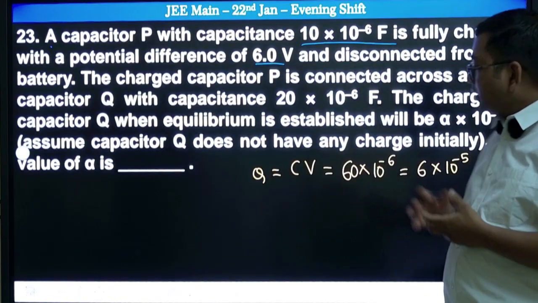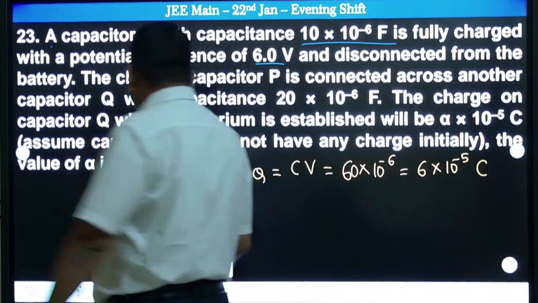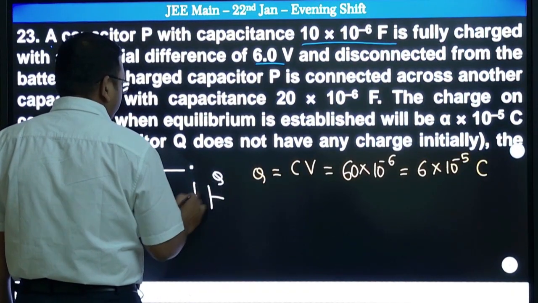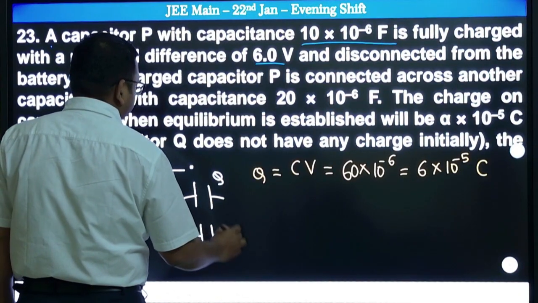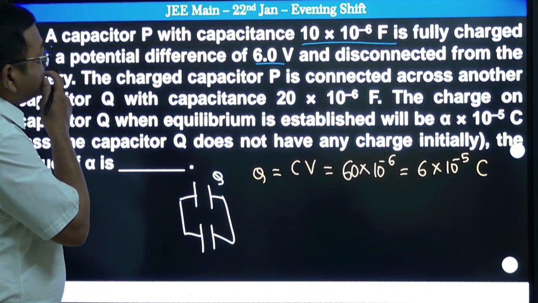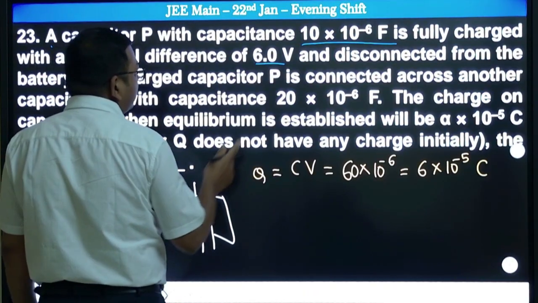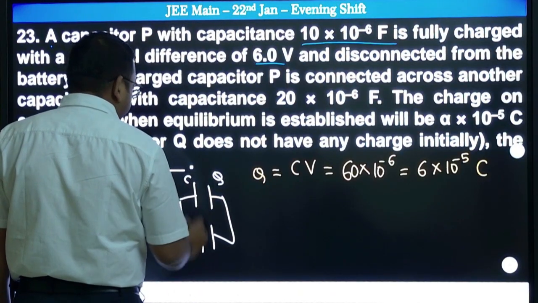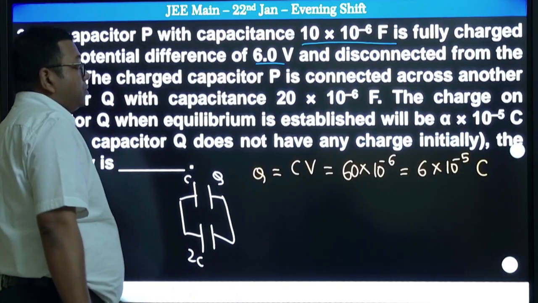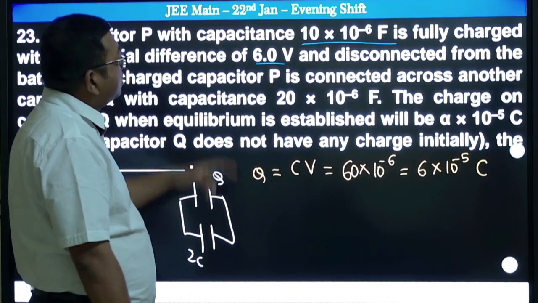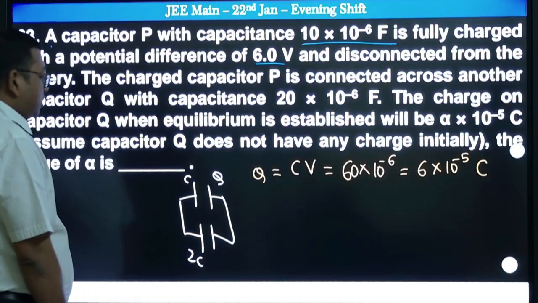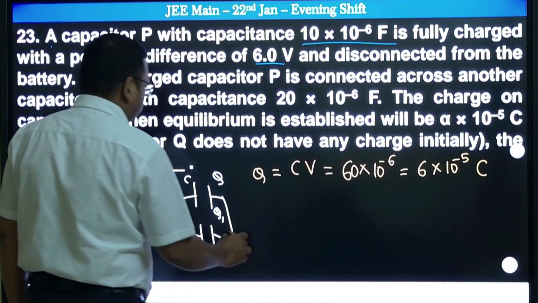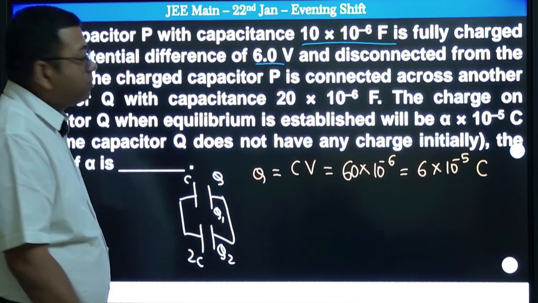Now what they are saying is that this capacitor which has charge Q is connected with another capacitor. And what about the capacitances? They are different. This capacitance is double that one. So let us say this capacitance is C and this one is 2C, where 2C means 20 microfarad and C is 10 microfarad. So charge will be distributed. Now it will have charge Q1 and Q2, because charge flow will happen.